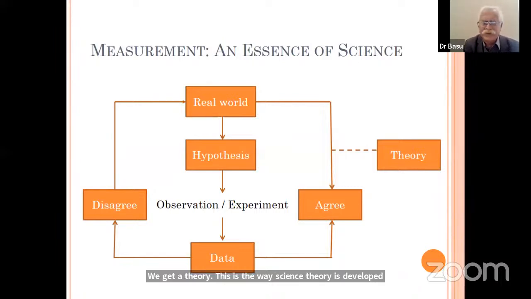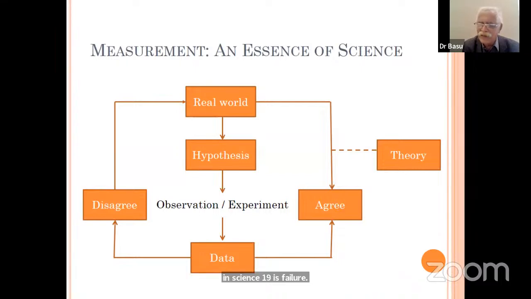If the data is not agreeing, then what happens? Don't be frustrated. Of 100 attempts in science, 99 are failures. Failure means some error is there in my thinking. So only data will say what is a failure and what is a success. In science, both are very important.